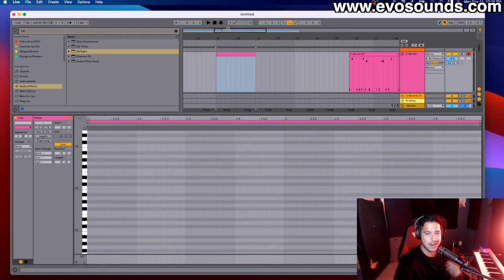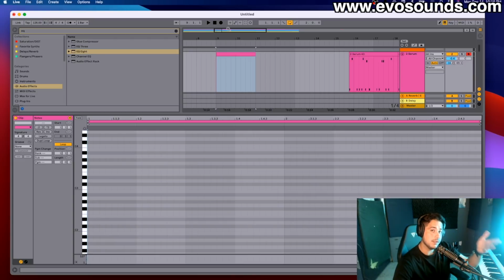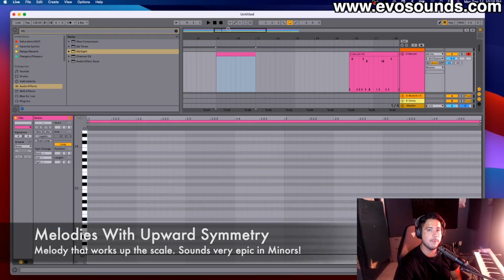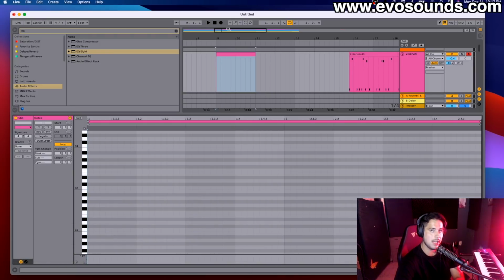Now, the next tip that I have for you guys is to make melodies with a symmetry that just goes up. And what that means is melodies that just work their way up the scale. Now, you can make this sound creative in any way, again, with rhythm and with note selection and how you work your way up the scale. But one of the melodies that Morten has, which utilizes this very well, is called Kill Me Slowly, I believe, which is going to sound like this.